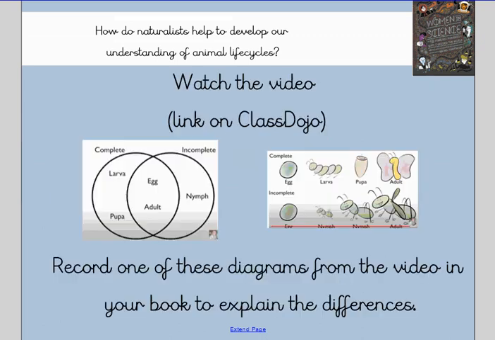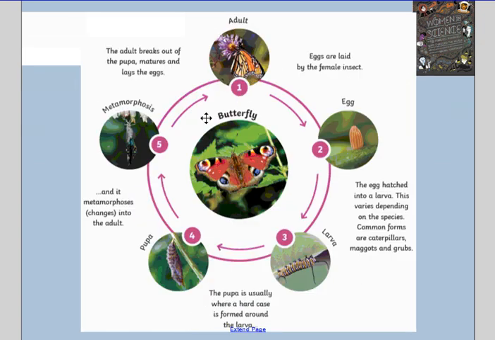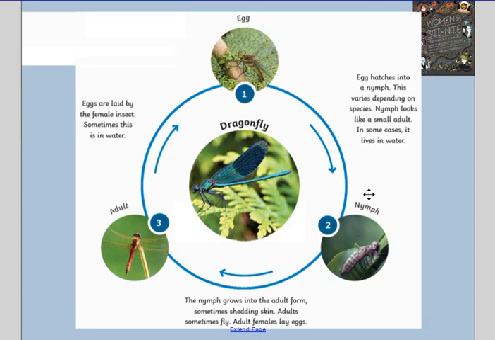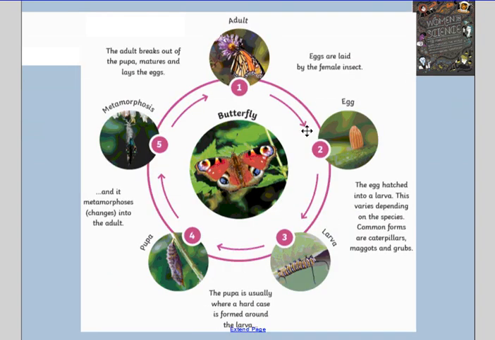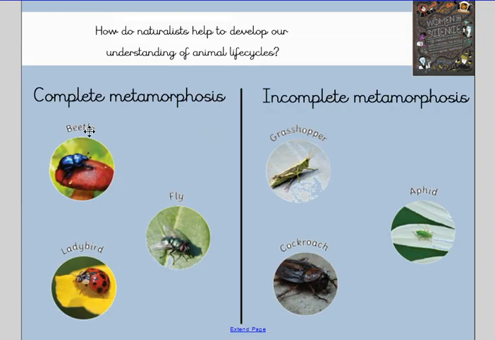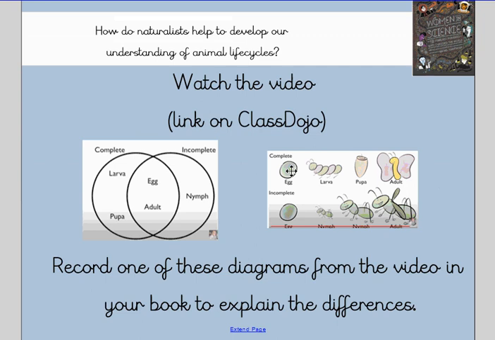Now, there is a link to a video in the Class Dojo today, and I'd like you to have a look at the video. There's a couple of diagrams that make it really clear at the end of that video, and I'd like you to record one of those diagrams. If you'd like to complete a simple version of incomplete and complete metamorphosis as a life cycle, that would be great. You could choose either the ones that we've got here, or find another insect that goes through complete or incomplete metamorphosis. And then, like I say, I would like this diagram from the video.